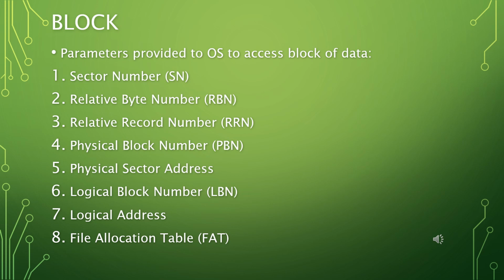The next one is the logical block number, that is LBN. The file system of the operating system calculates the logical block number as the integer value of RBN divided by 512. What is a logical address? The file system of the operating system translates the logical address into the physical address. And the last one is the file allocation table, that is FAT. Before any file is written or read, the operating system brings the block containing FAT entries into memory for future operations.